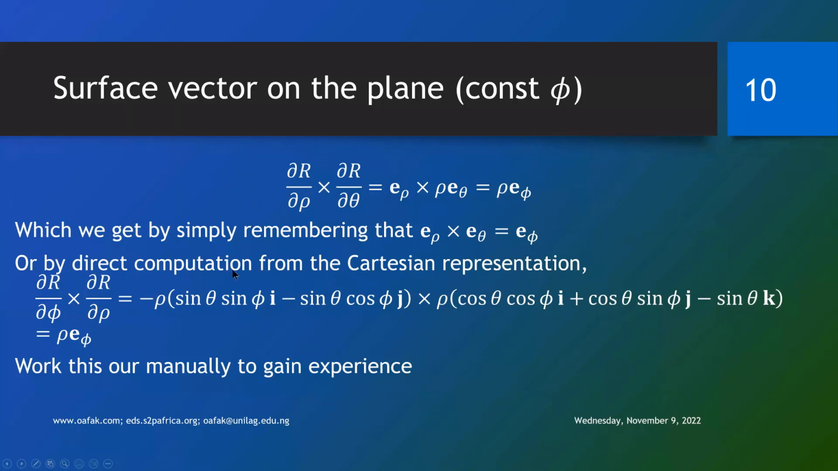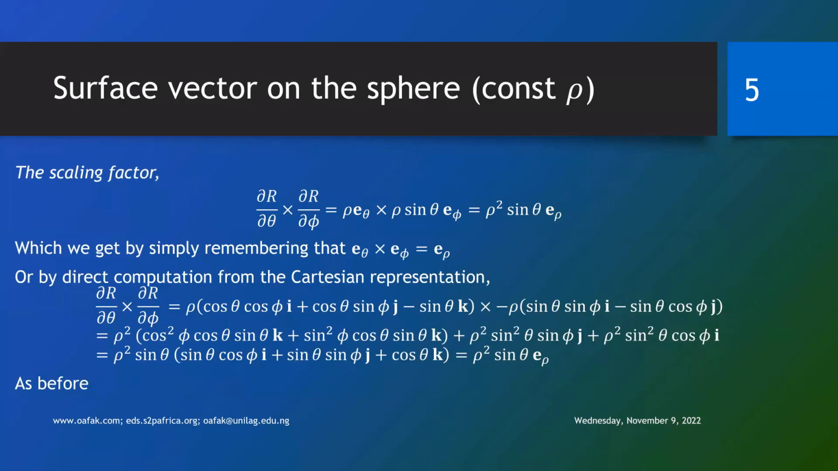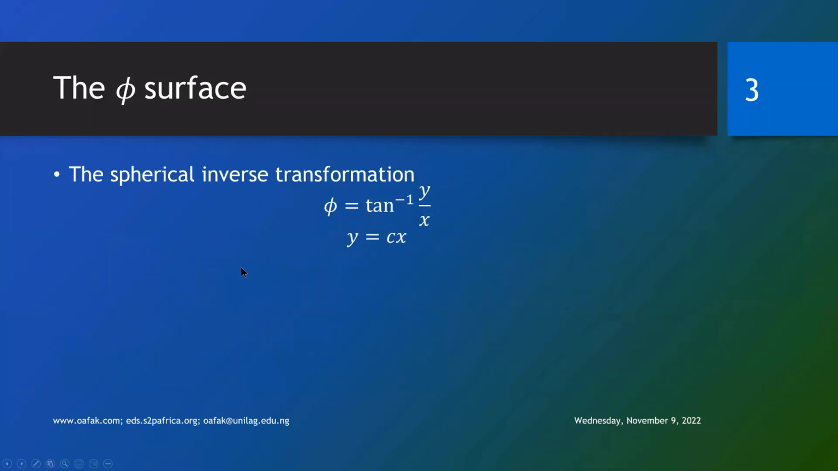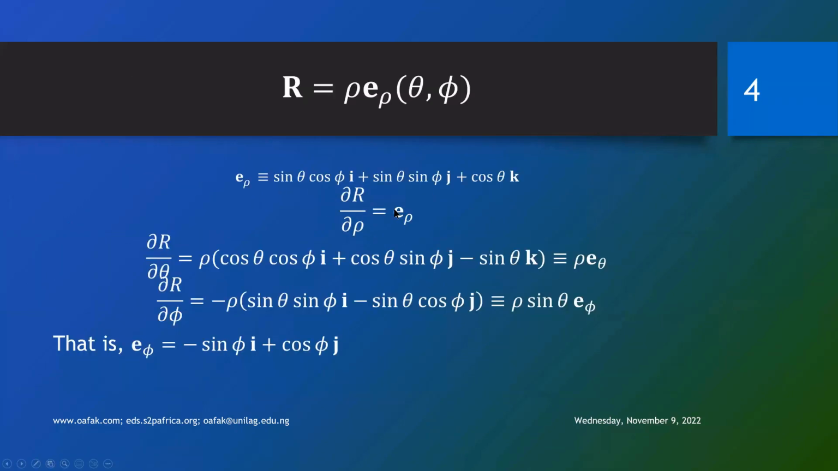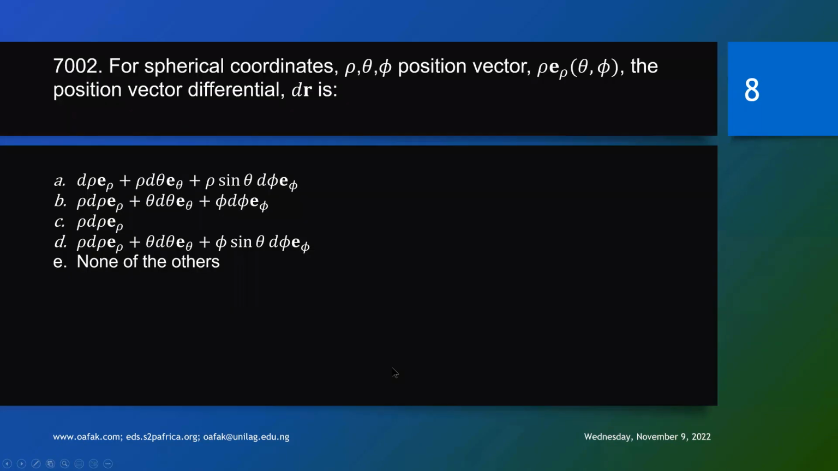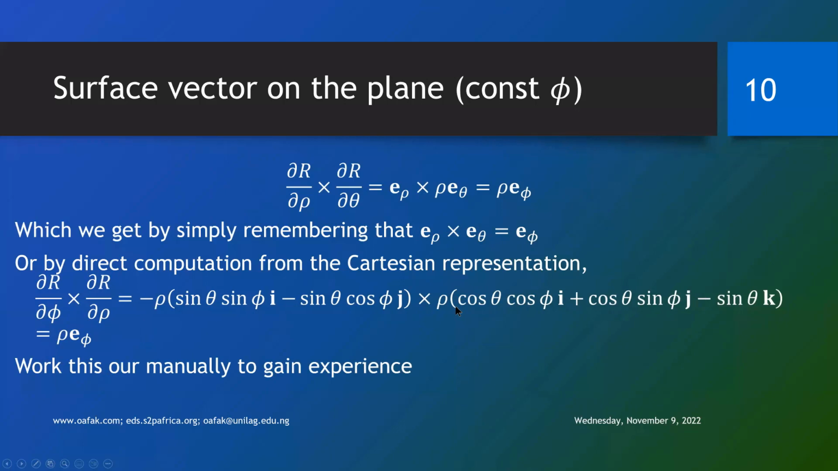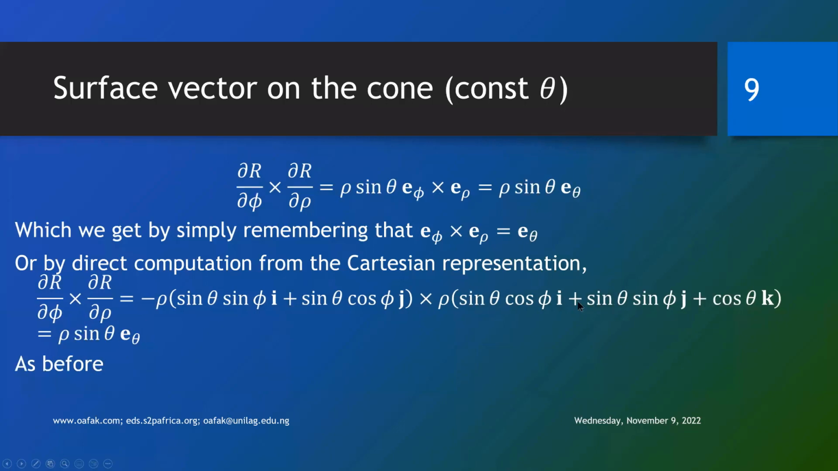Let me just be sure that the derivative with respect to rho that I have here is correct. Let me go back again. The derivative with respect to rho. Oh no, the derivative with respect to rho is just e rho. So I'm sorry for the mix-up here. The derivative with respect to rho is e rho, which is this one. Okay, so this is correct here.